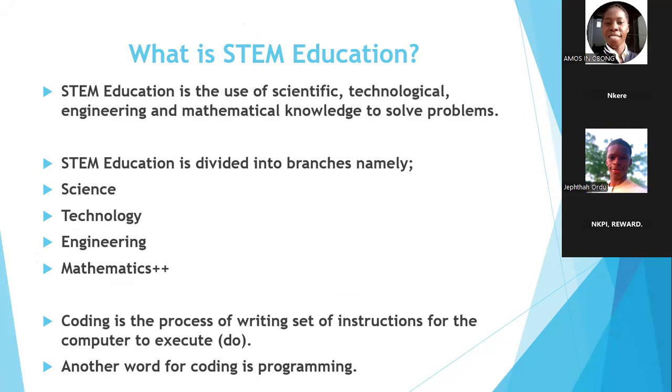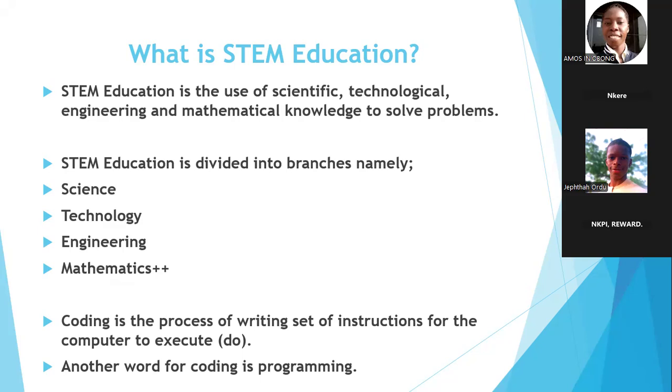Yesterday I made an introduction that coding is the process of writing a set of instructions for the computer to do. Another word for coding is programming. That's for the advanced level, but for children in primary and secondary institutions, we still call it coding. For adults, we'll say that person is a programmer because the person can write using different programming languages. Coding can be likened to expressing oneself in a different language.